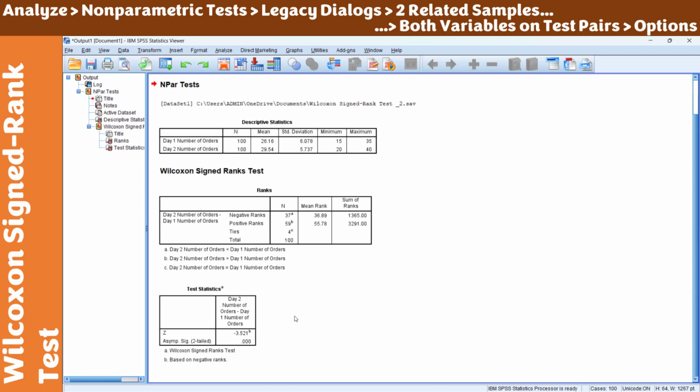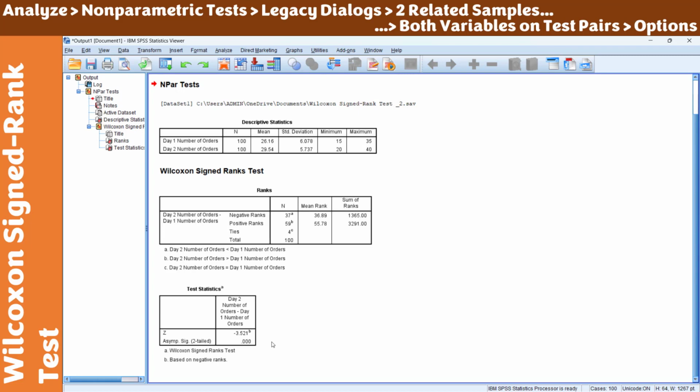And here is our test statistic. The z-value is negative 3.521. This is actually to be subjected to a certain distribution table if we're solving for this manually. But since SPSS is already here, let's just proceed automatically to the significance value of 0.000. This is the significance value for our test. This is less than 0.05, which tells us that we are now ready to reject our null hypothesis.